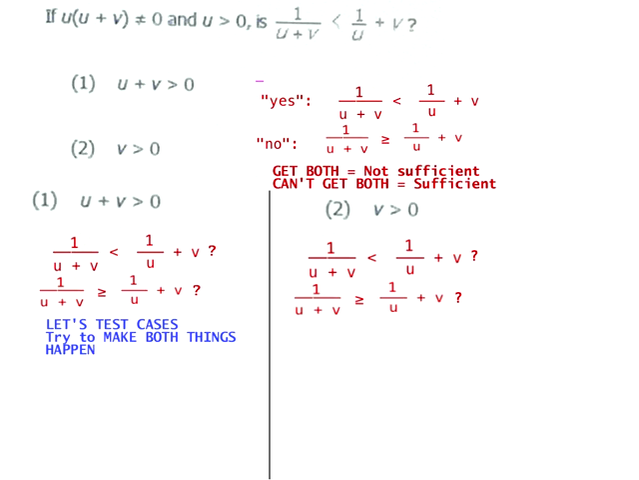All right, let's do it. So let's make columns: U, V, 1 over U plus V, and then 1 over U plus 1 over V.